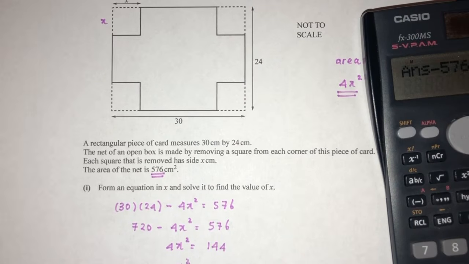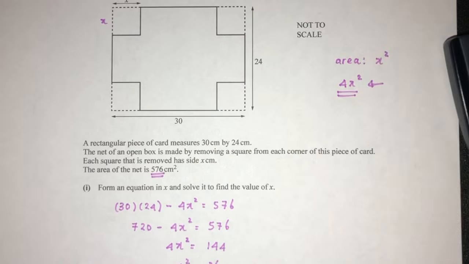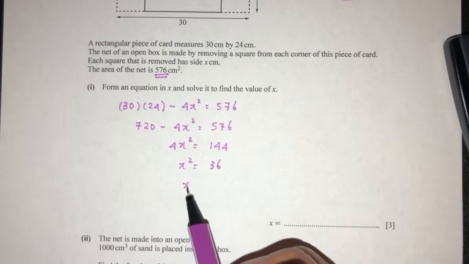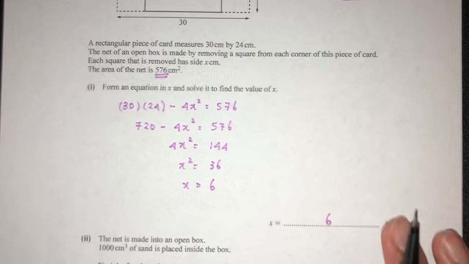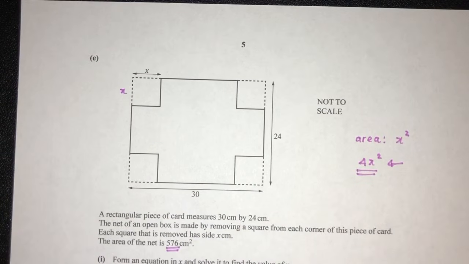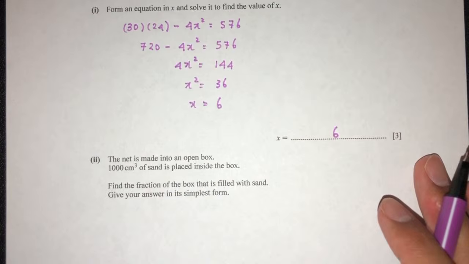x squared will be what? 36. And finally, x will have to be the value of 6. Obviously, because x cannot be negative 6; x is a side of a square, it cannot be negative. That will be part 1.